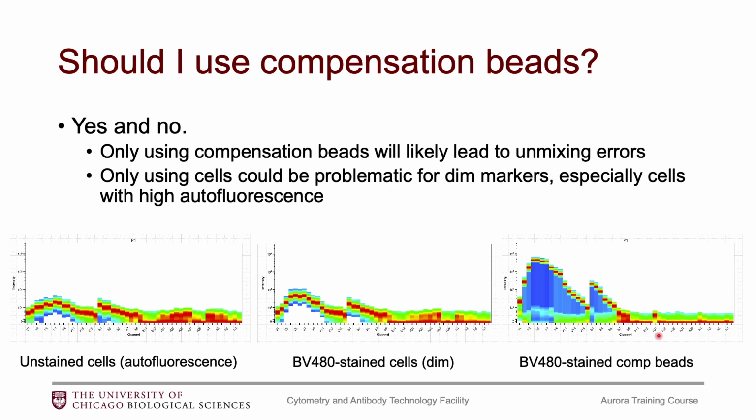And I don't want to fully discourage you from using compensation beads because they can be really helpful, particularly when you have low expressed markers. Here for this BV480 sample on cells, this is what the signature looks like. And I've also shown you the autofluorescence signature for these cells. If you can imagine subtracting out the autofluorescence signature, there just really isn't a whole lot of BV480 on these cells. So it's going to be kind of hard to unmix using this particular control. However, if we use compensation beads, we're going to get a much better signature to provide to the unmixing algorithm. And that's probably going to be the way to go in this case.